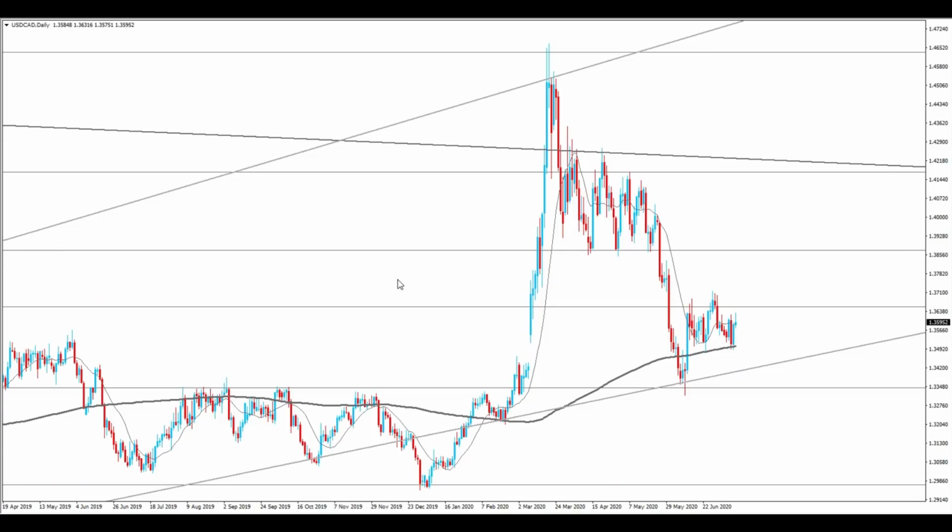Okay, so for USD CAD, you can see that we're still in that ranging pattern on the daily time frame. Price is starting between these two levels. So again, we're still waiting for a break to the upside or a break to the downside.